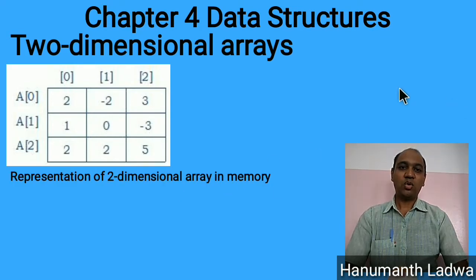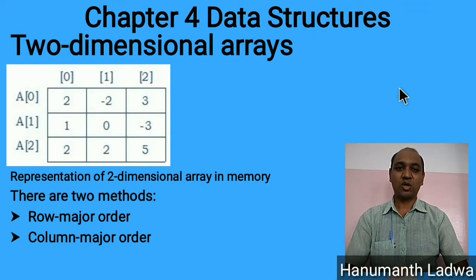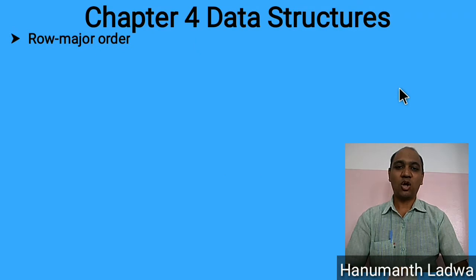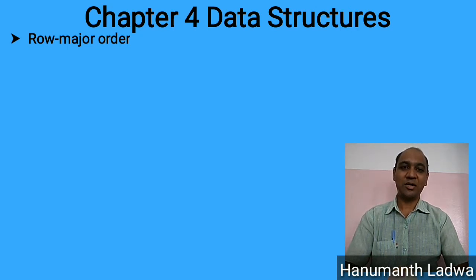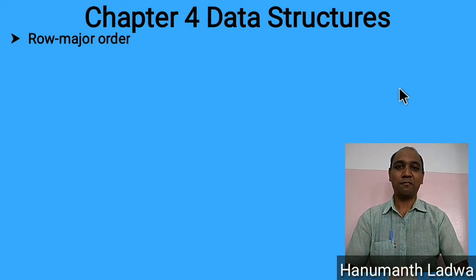Now how to represent two-dimensional arrays in memory? There are two methods. The first one is the row major order method and the second one is the column major order method. Let us continue with the first one, row major order. In case of row major order, all the elements are inserted in row fashion, that is in a row order. First all the rows will get filled up, then the columns will get filled up.